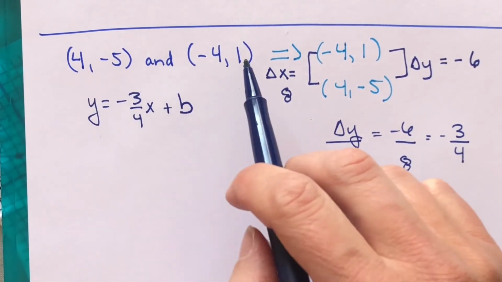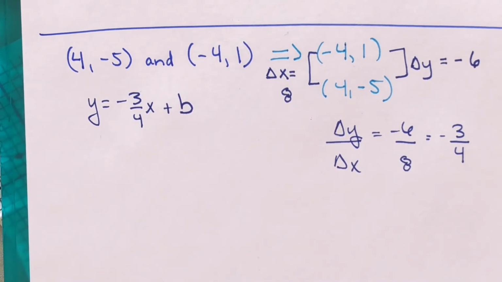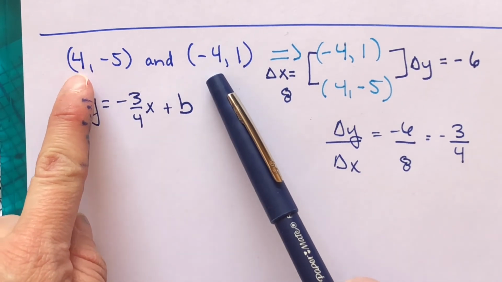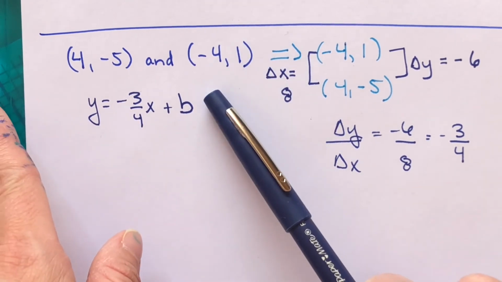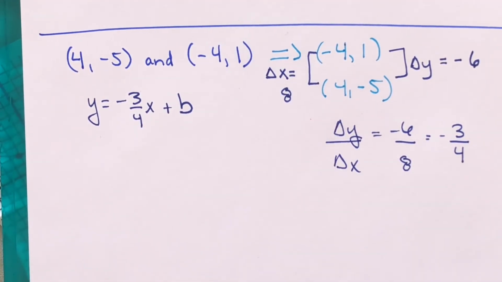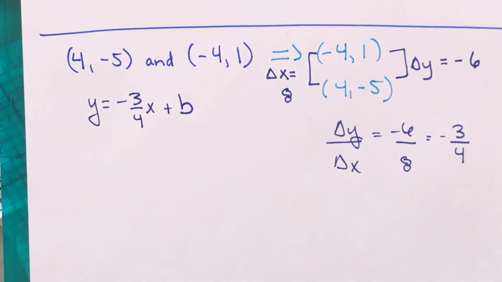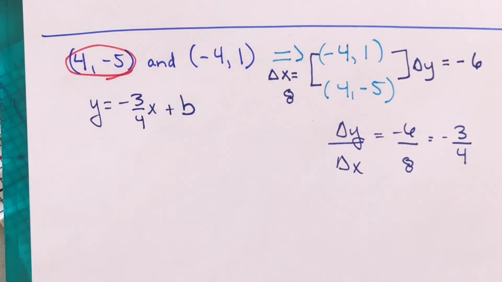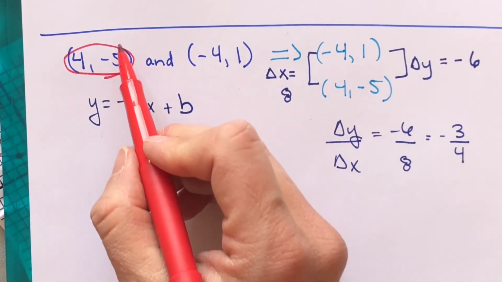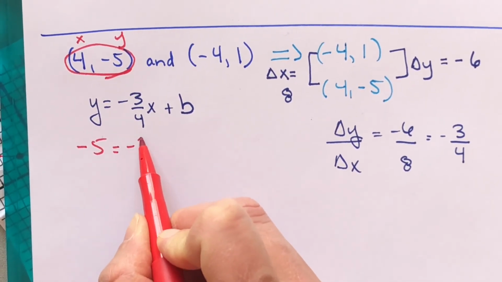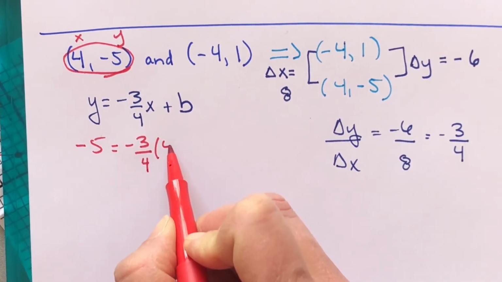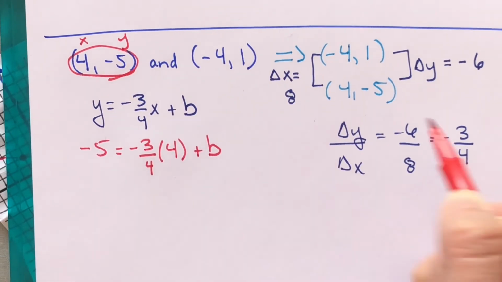So now I need to pick one of these points to plug into my equation and solve for b. Now, both of these x values are multiples of 4, so that'll make it easier to plug in here to solve. One's positive, one's negative, but the y values are also positive and negative, so they're both going to be equally efficient to use. I'm just going to go ahead and pick the first one. So, x, y, negative 5 should equal negative 3/4 times 4 plus b.